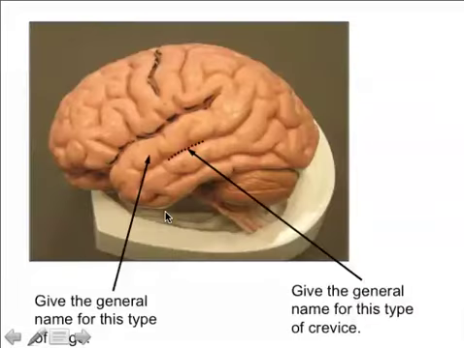Okay, moving on to the brain. We want to give the general name for this type of ridge. The ridges are the gyri, okay, and the grooves here, for instance, are the sulci. So don't confuse the two, gyri and sulci, okay. And there are some reasonably important gyri that we'll talk about, the pre and post central gyri, for instance, and some pretty important sulci that we'll address, the central sulcus being one of the major ones, and the longitudinal fissure being another one.